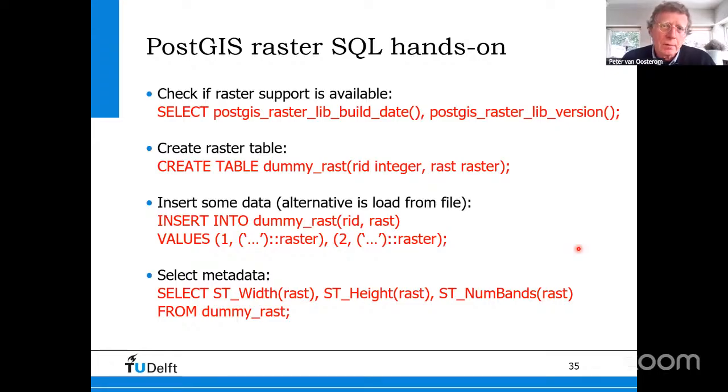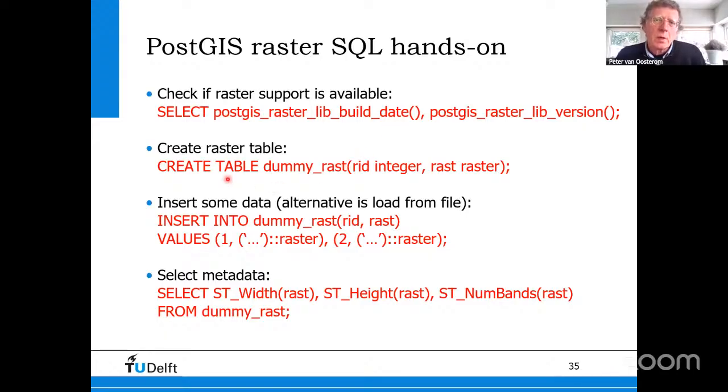Okay, you have an empty database, you have PostGIS, you have PostGIS raster support. And what can you do? What can you query? First, you check what version of raster functionality you have available, which version of PostGIS raster is there. You can do that with this query.